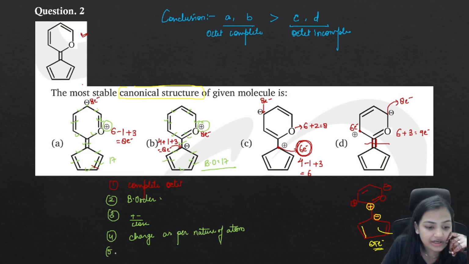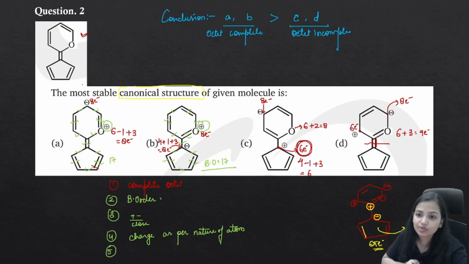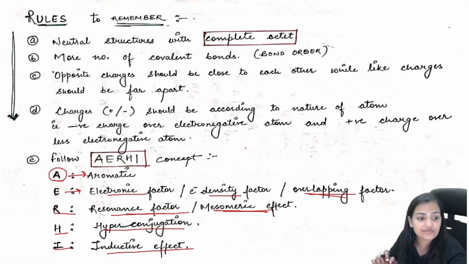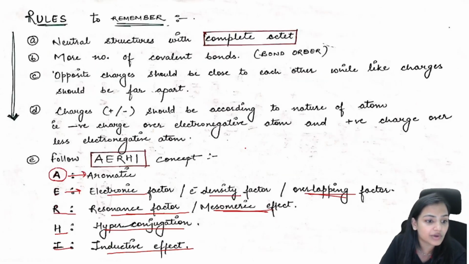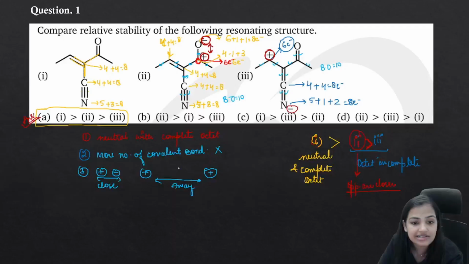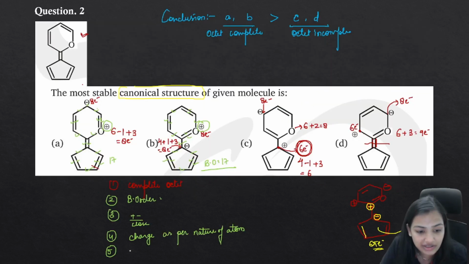Now we will come to another point. What was point number 5? Point number 5 was AEHRI. Just focus on point number 5. After point number 4, we have to follow AEHRI. So what is AEHRI? A-E-R-H-I. Now follow AEHRI. If I follow AEHRI, I might get to a conclusion.